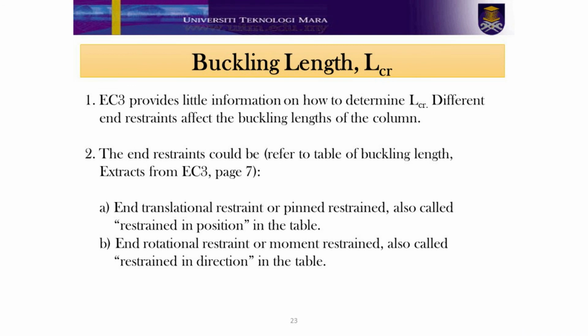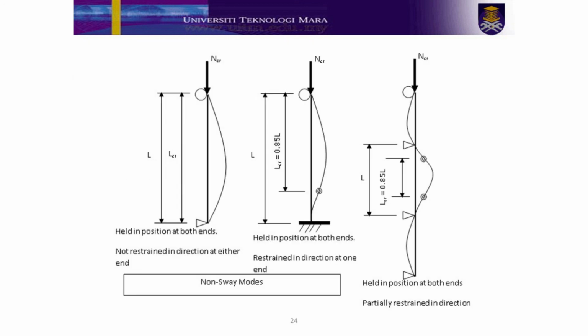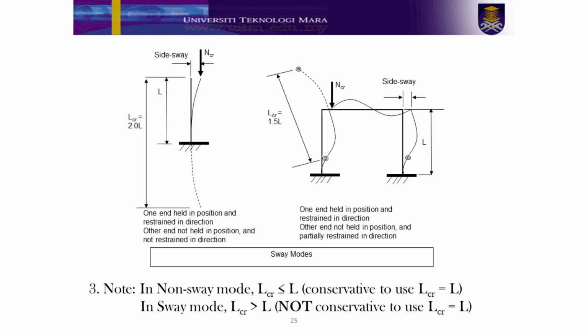EC3 provides little information on how to determine critical buckling length. Different end restraints affect the buckling lengths of the column. The end restraints can be referred to in the table of buckling lengths, extracted from EC3, page 7. This figure shows different types of end restraints together with their critical buckling length formula for non-sway mode structures. And this figure shows different types of end restraints together with their critical buckling length formula for sway mode structures.